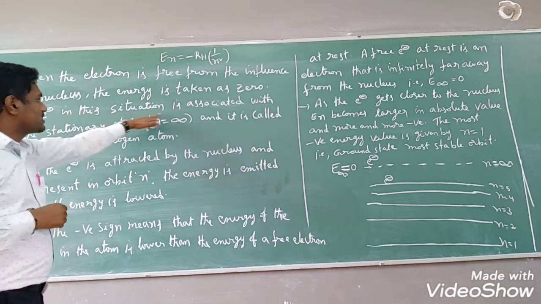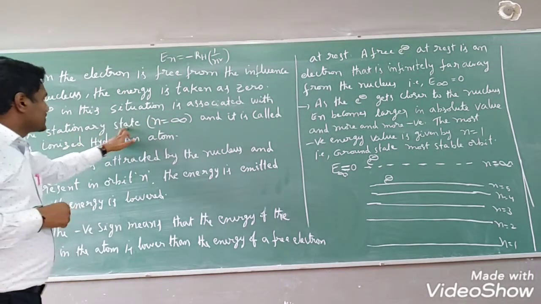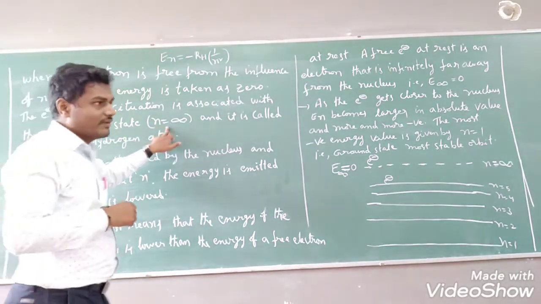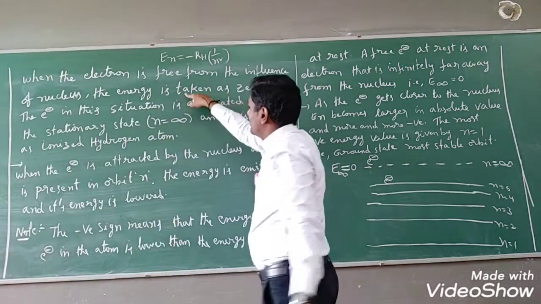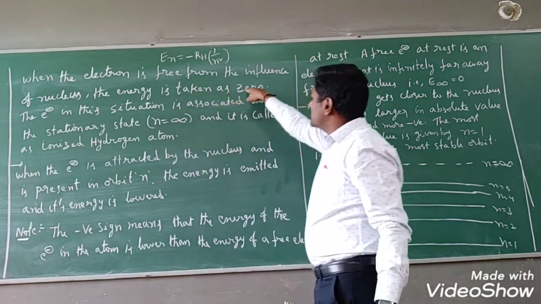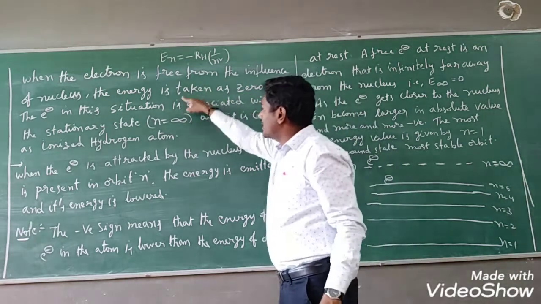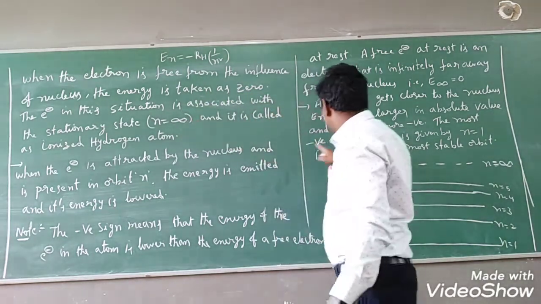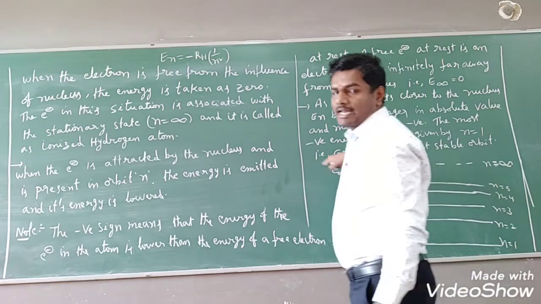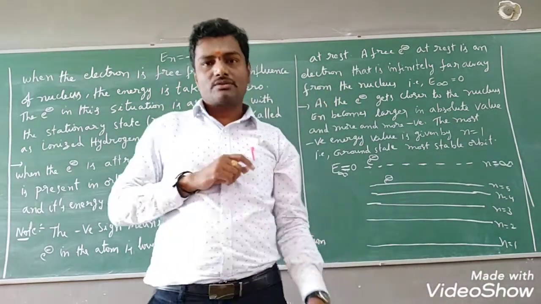You see that the electron in this situation is associated with the stationary state n equals infinity. At that state, the energy is taken as 0. This state is nothing but E infinity. At the infinite level, the energy of an electron is 0, students.